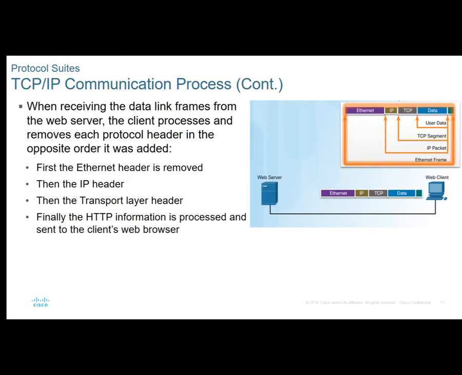So the TCP/IP communication process, when receiving the data link frames from the web server, the client processes and removes each protocol header in the opposite order in which it was added. So it starts taking it apart. First, the Ethernet header is removed, then the IP header, then the transport layer header. Finally, the HTTP information is processed and sent to the where? To the web browser. And that's what you see on your quote-unquote web page.